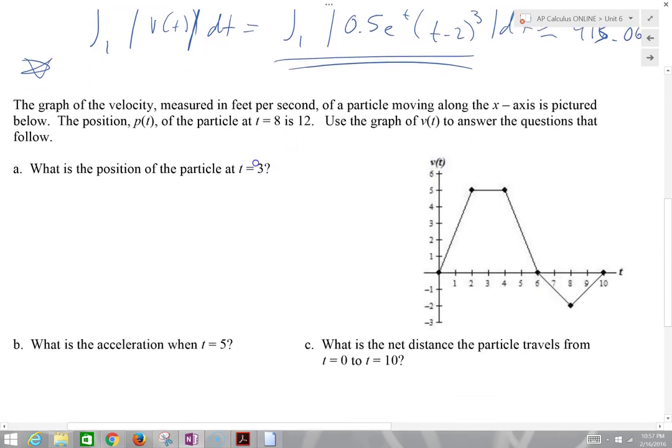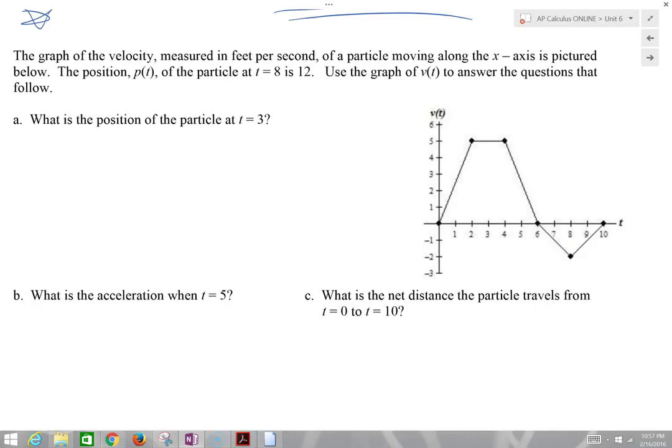Next example. So we're given the graph of the velocity, and that is important, knowing that this is v of t. That at any point along here we have the slope of the position, how fast the position is changing. That's what we have the graph of. So some of the things we know is that p of 8 is equal to 12. That'll be useful.